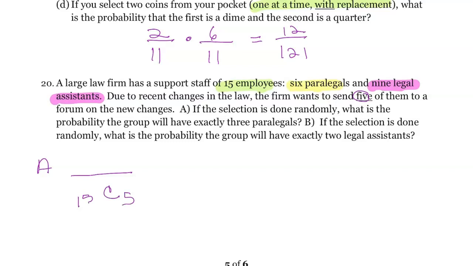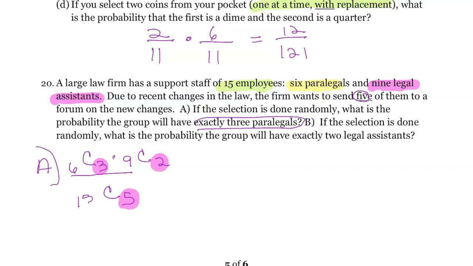And so then what's the probability that the group will have exactly 3 paralegals? Okay, so there's 6 paralegals, choose 3, but then you need 5 people. So I'm going to have to take 9 legal assistants and choose 2 of them, because my goal is to have the 2 and 3 equal this 5. Okay, so that's your answer to A.